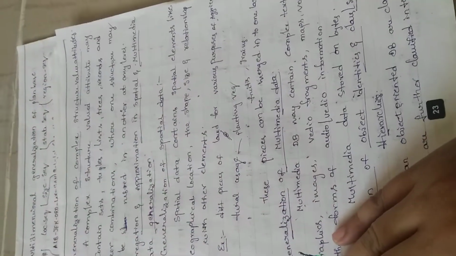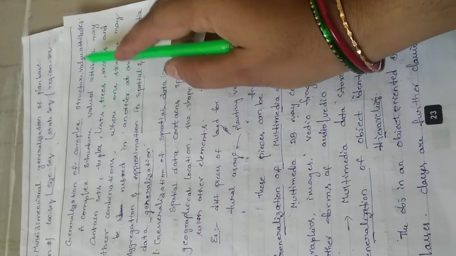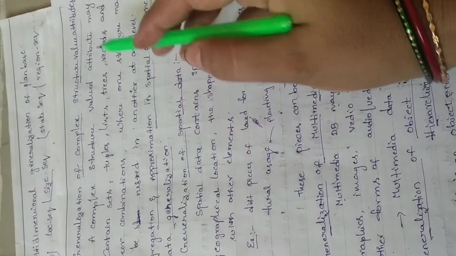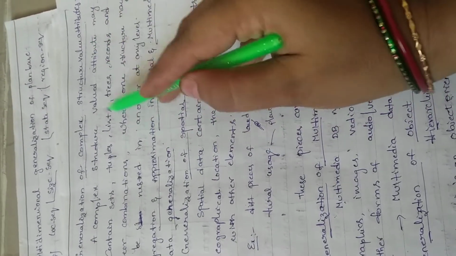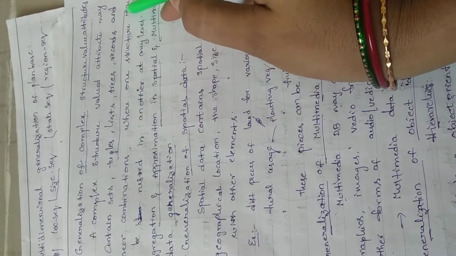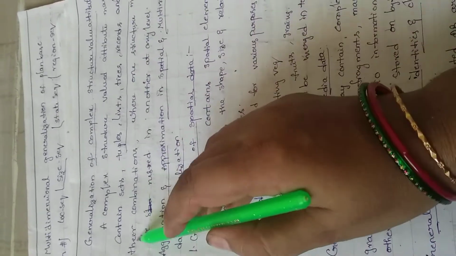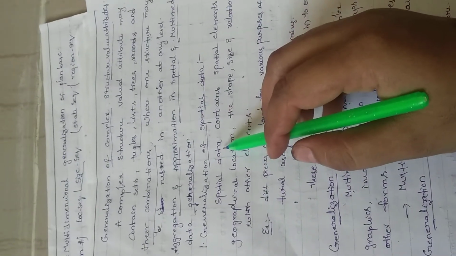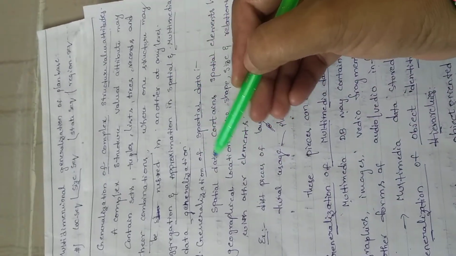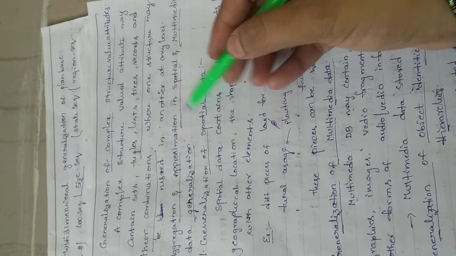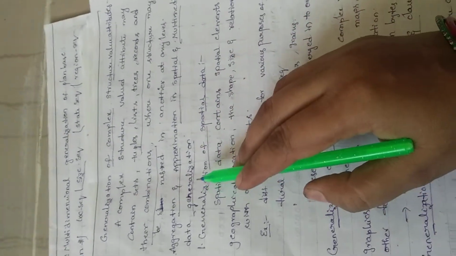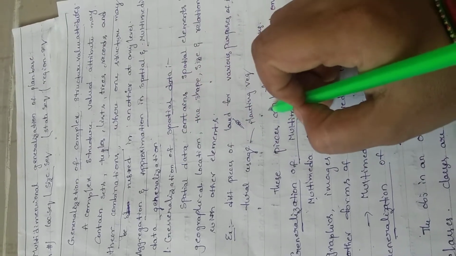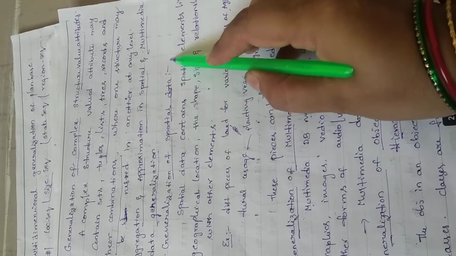And the third one is complex structured value attributes. A complex structured value attribute contains tuples, lists, trees, records. So these are all high level structures. These structures may be nested at any levels. So here we have to take spatial and multimedia data generalization. So what is the meaning of spatial data?